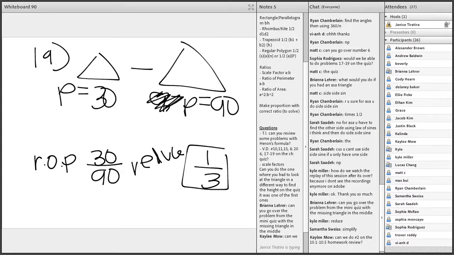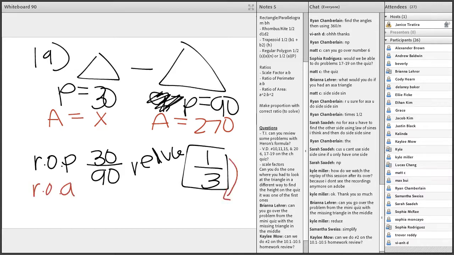Okay, so to proceed for number 19, we have the larger area given, and the smaller one we don't know. I put X. Because I want to find area, I need to find the ratio of area using this information, 1 to 3. So now 30 and 90 is not important. Once you use it, it's done. So the ratio of area is 1 squared and 3 squared. That's not my final answer, but that will help us.